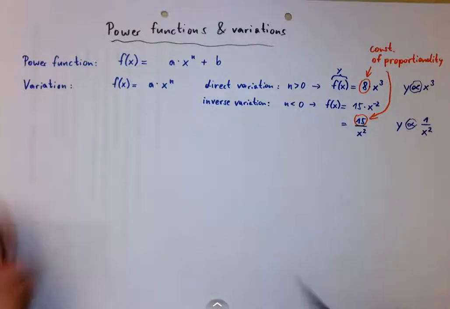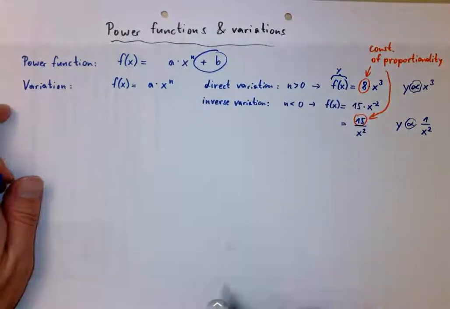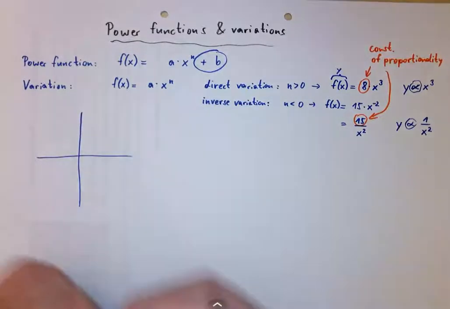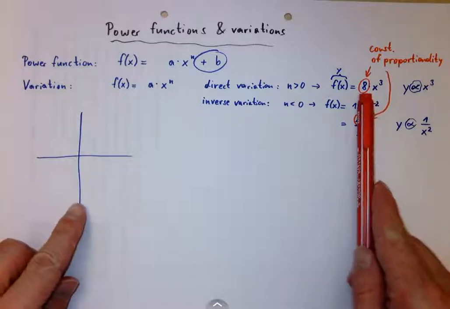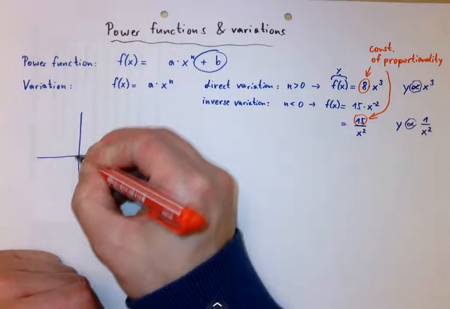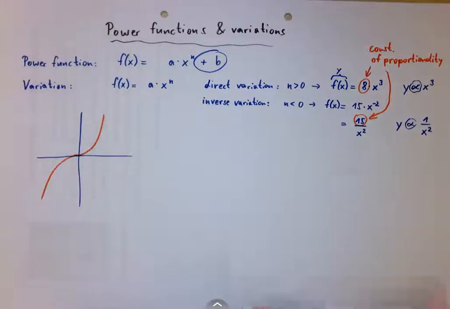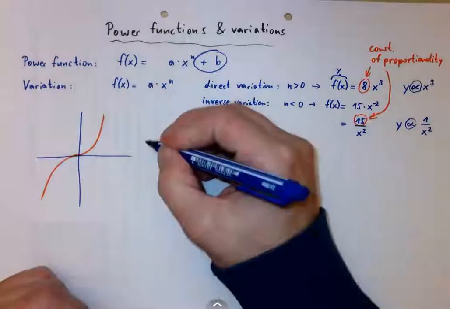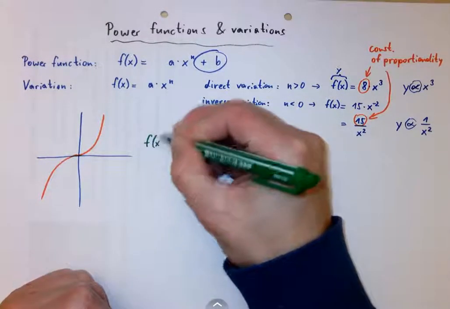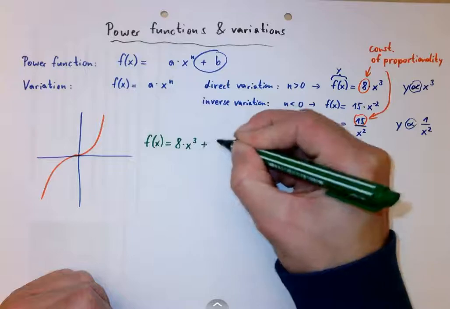Okay, and the power function in general would also allow a plus b. What does this plus b do? A variation, for instance 8 times x to the third power, a variation function with power 3, always looks something like this. And if we add a b, let me use a different color, we use, for instance, f of x equals 8 times x cubed plus 3.